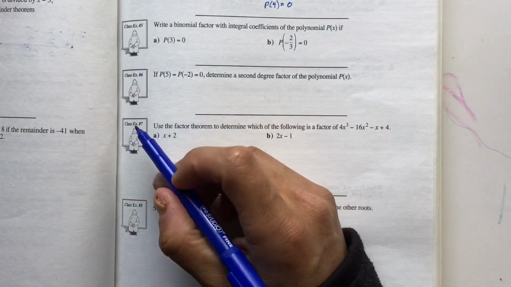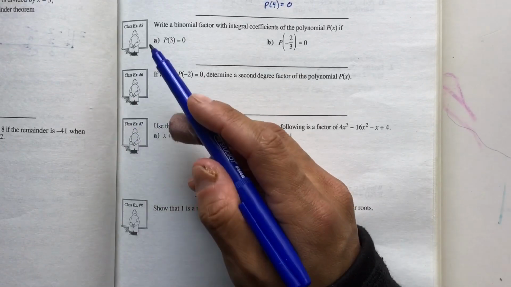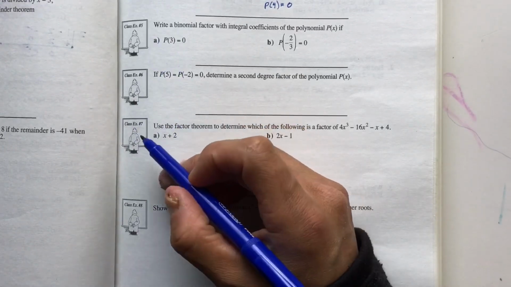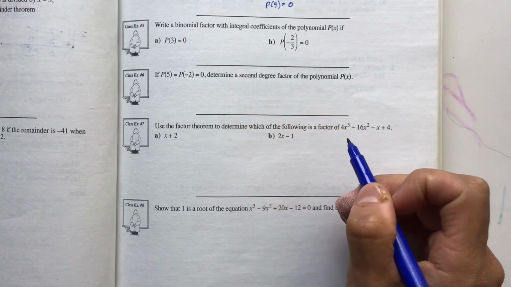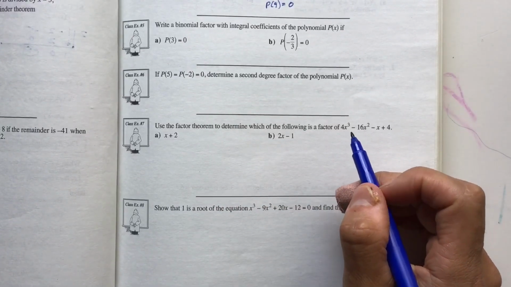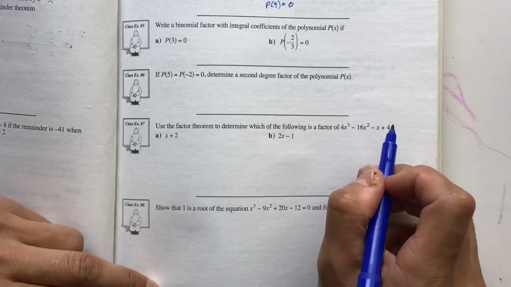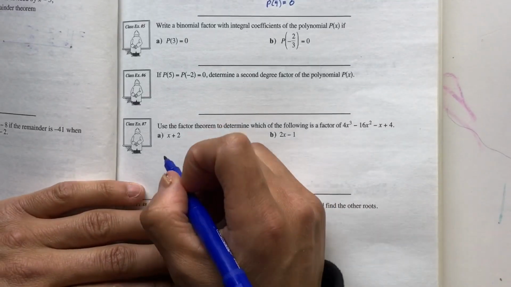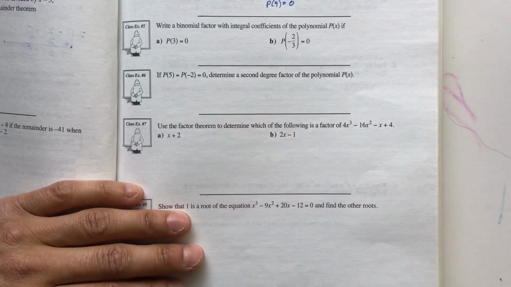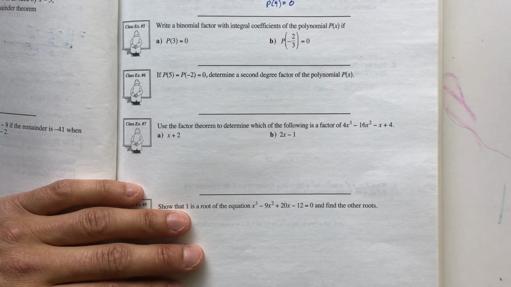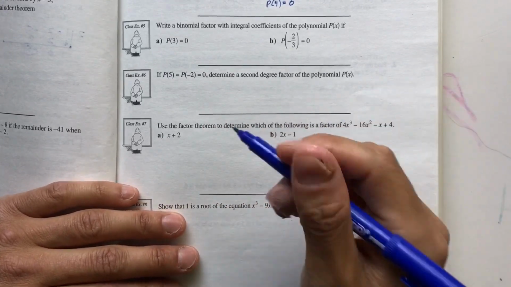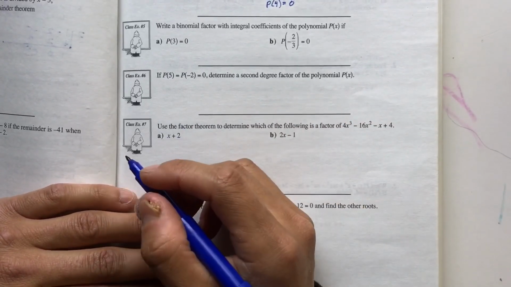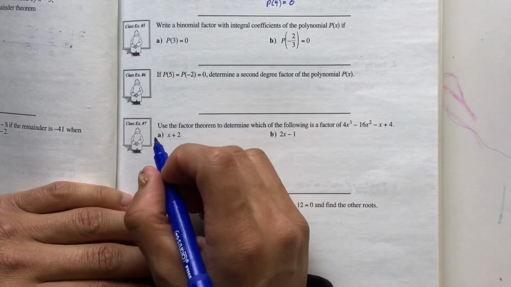Next, we're going to look at class example number 7. So I'm going to skip class examples 5 and 6. But in number 7, we're going to be using the factor theorem to determine which of the following is a factor of 4x cubed minus 16x squared minus x plus 4. And so let's start with x plus 2. And we're using the factor theorem, so we don't need to use synthetic division here, although you could use either one of them. The factor theorem is a little bit faster.